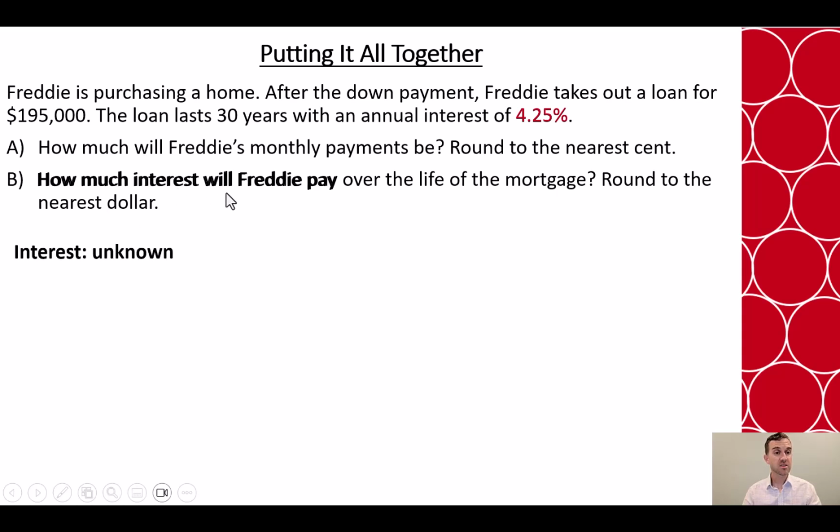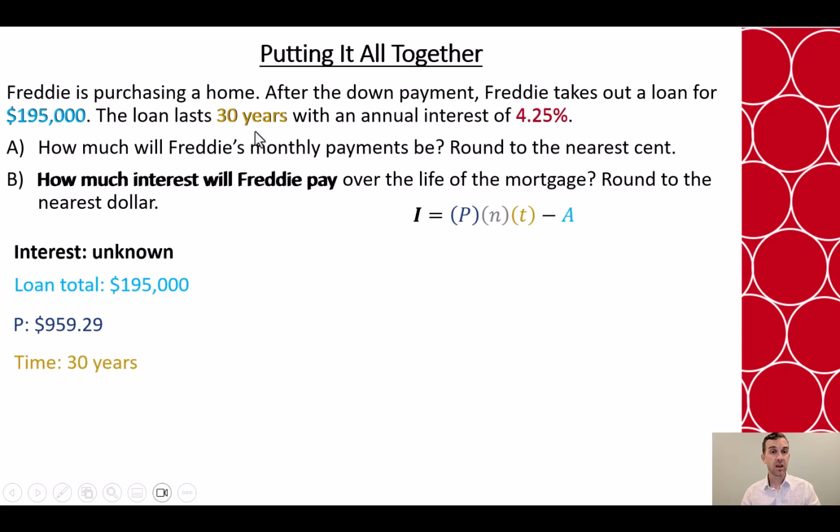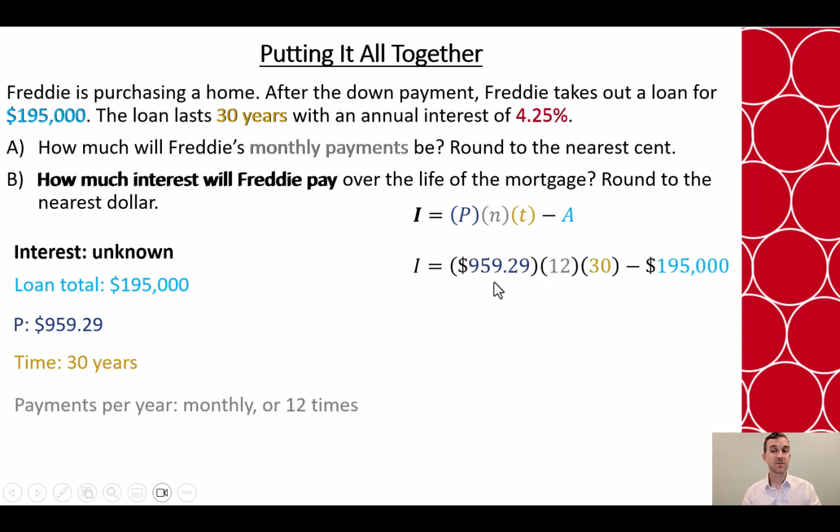So how much interest? So we're looking at that unknown component of interest, which we know is the total amount paid minus what was the starting loan. So we know that the starting loan was $195,000. We know that there were period or monthly payments that are of $959.29. We know that this is happening again for 30 years, and we're compounding monthly. So it's 12 times a year. So Freddie is making 360 payments of $959.29.